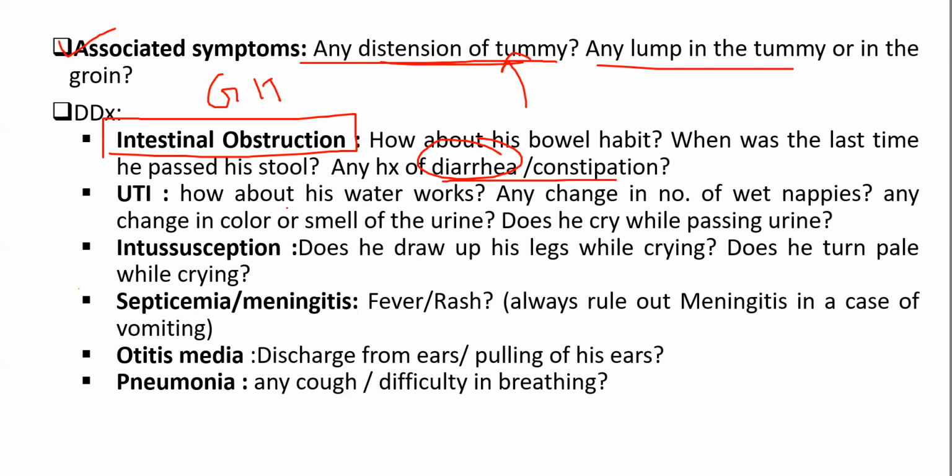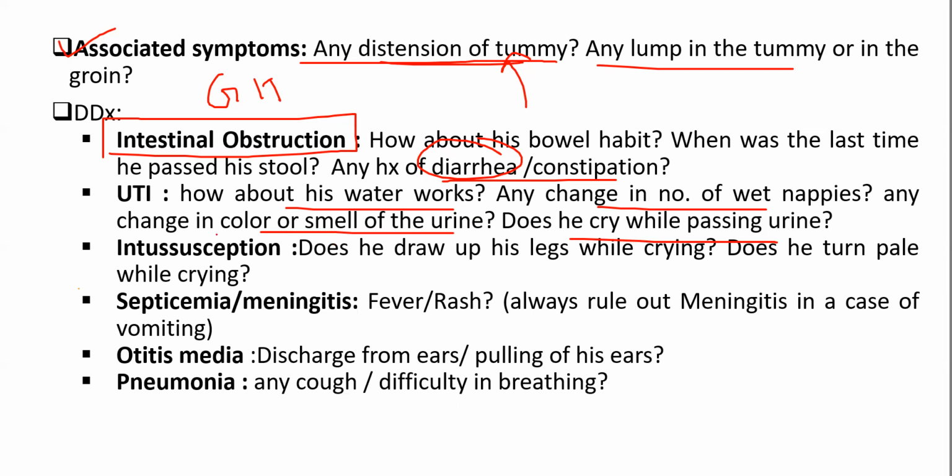So you can ask after bowel habit, you can ask how about his waterworks? Any change in the number of wet nappies? Any change in the color or smell of the urine? And does he cry while passing urine? What does this mean? There are two questions we are asking here.